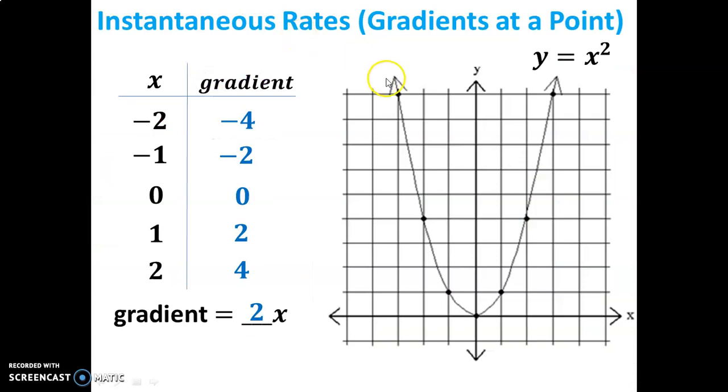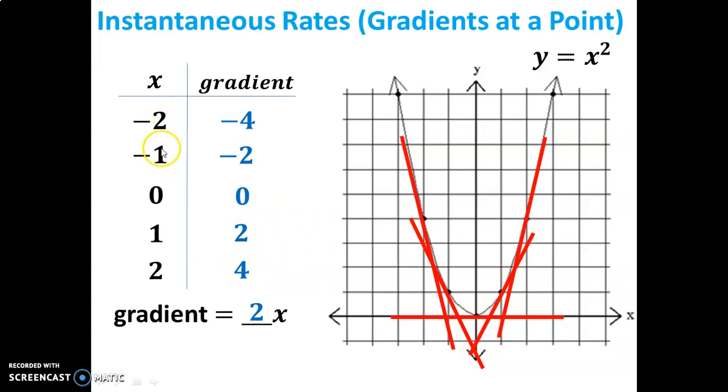We also did an investigation with a parabola, y equals x squared, and we checked what is the slope at each of these points here. And the slope can be represented again by the tangent line. So we looked at this tangent line and we found that slope to be -4. And then this tangent line, we found that slope to be -2. Then this tangent line, the slope was 0. Then this one, the slope was 2. And finally this tangent line, the slope was 4.